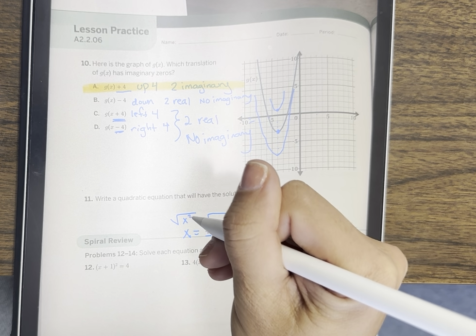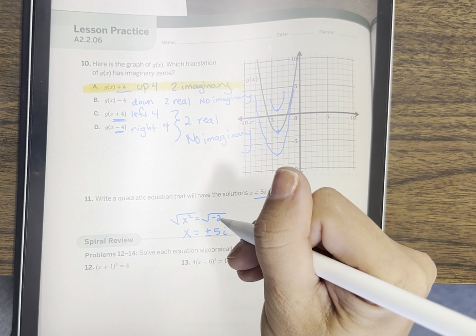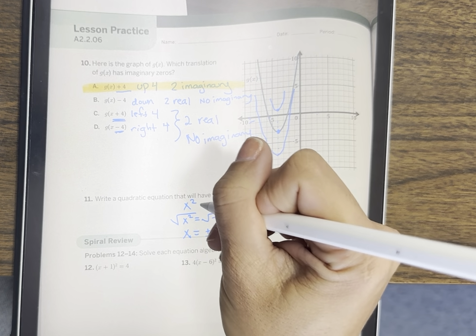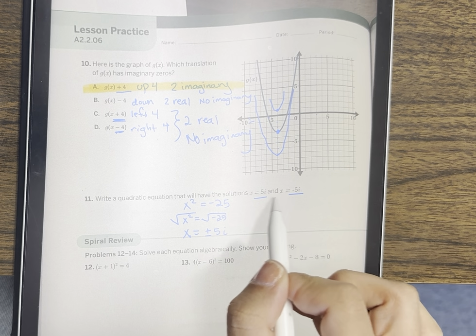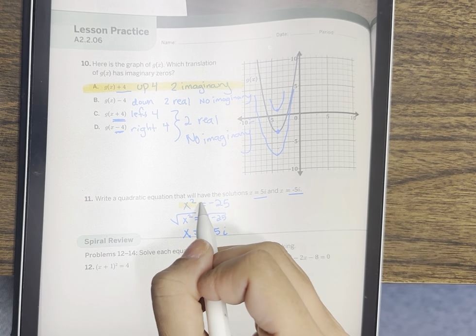So I must have had x squared, and then I must have had negative 25 in order for it to come out this way. So I had x squared equals negative 25. That would have these 2 solutions, 5i and negative 5i. Right now, you could call this a day.